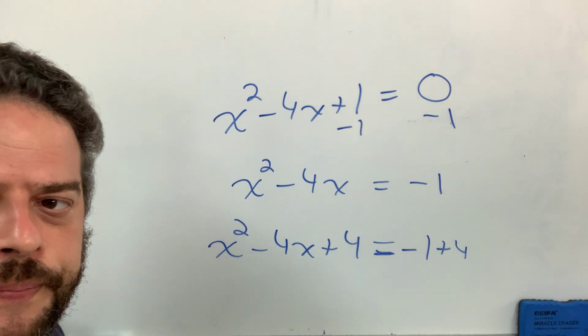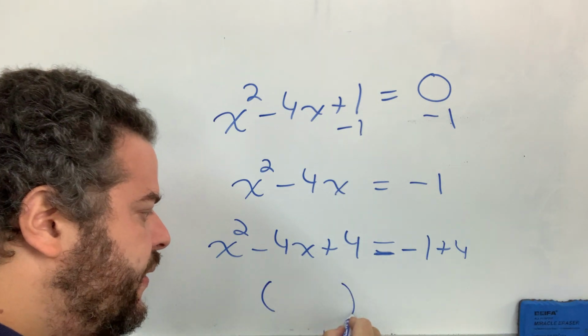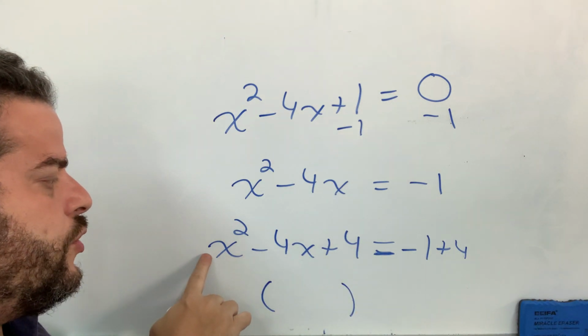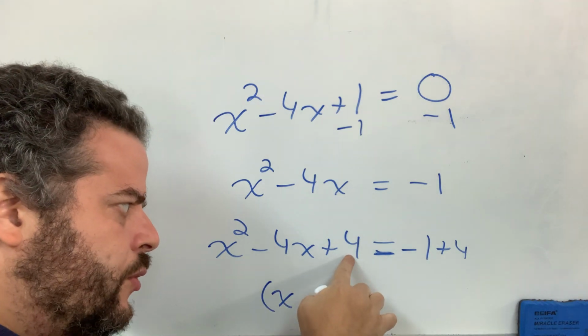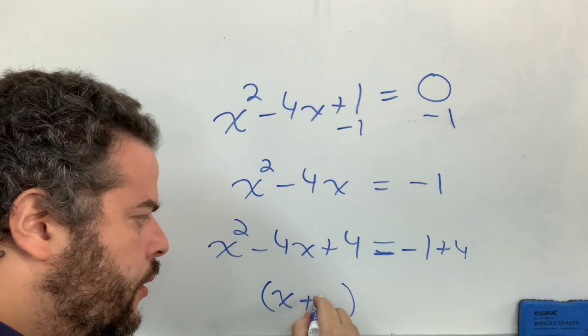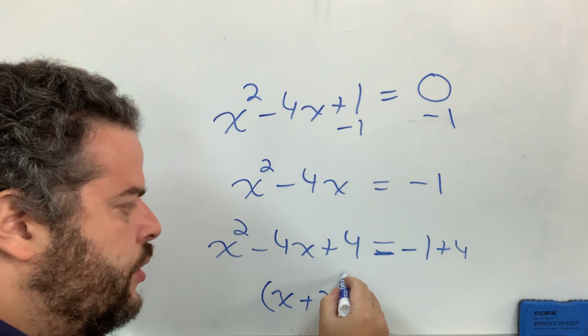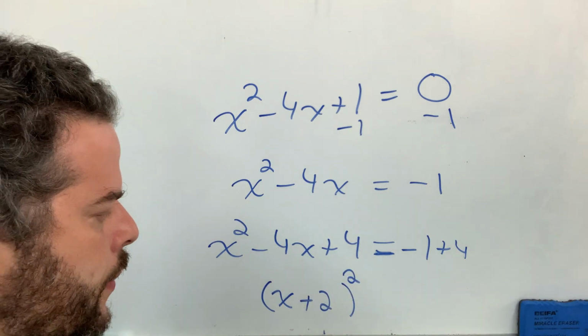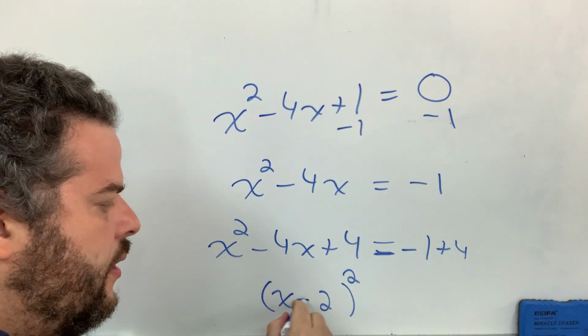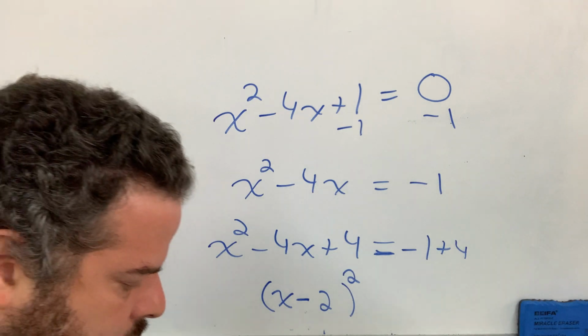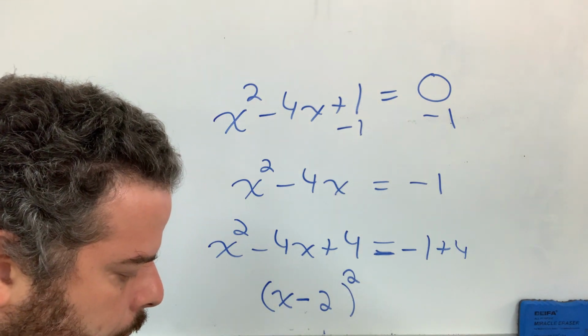All you have to do is write a parentheses. What is the square root of x squared? x. What is the square root of 4? 2. And then you just square that number. Note that since this is minus, this has to be minus. And that's pretty much it.